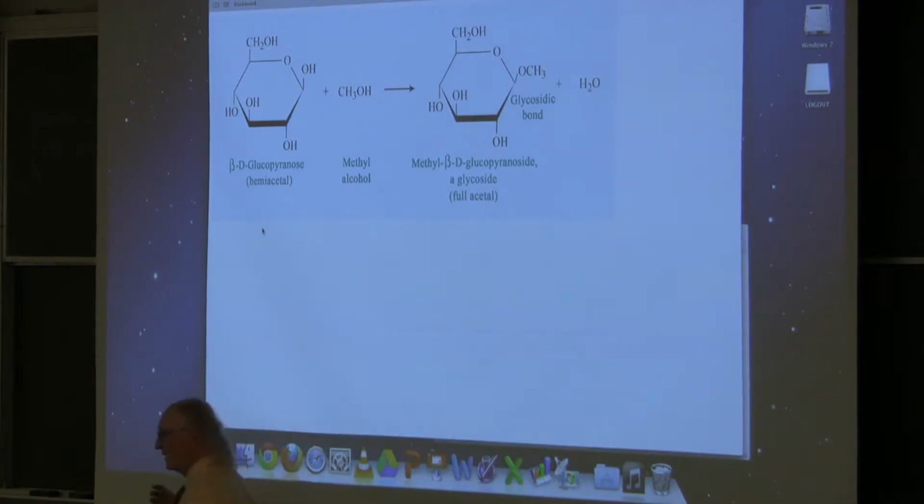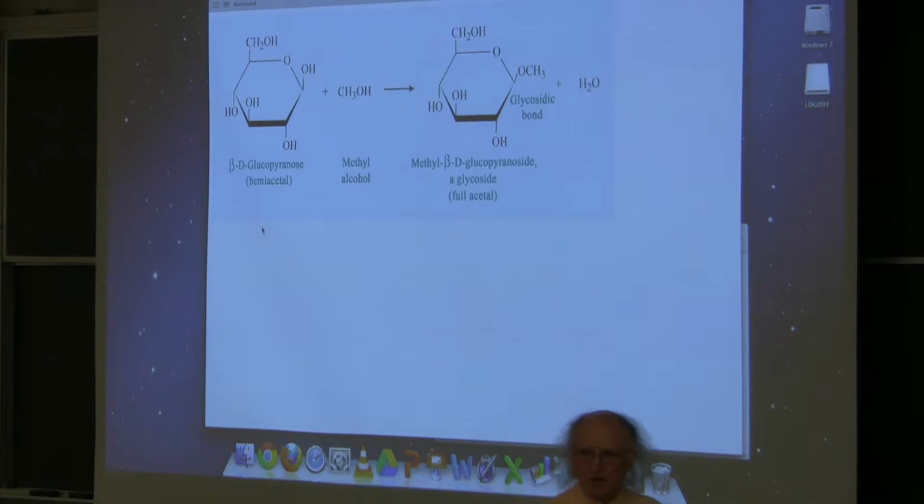A-N-O-M-E-R-I-C. The anomeric carbon. Okay? So that means that if I say two anomers, that would mean two things that differ only in that one is alpha and one is beta. So I could have alpha D-glucose and beta D-glucose. Those two sugars would be anomers of each other because they would differ in the configuration of their anomeric carbon.